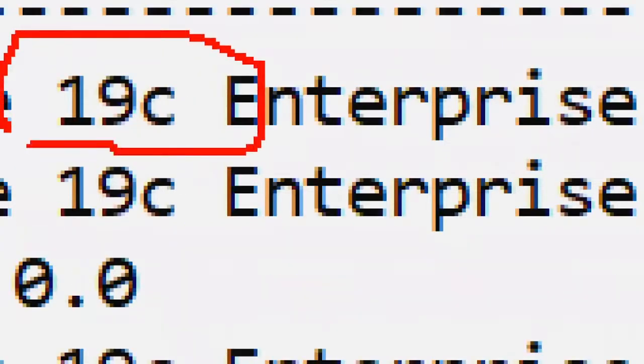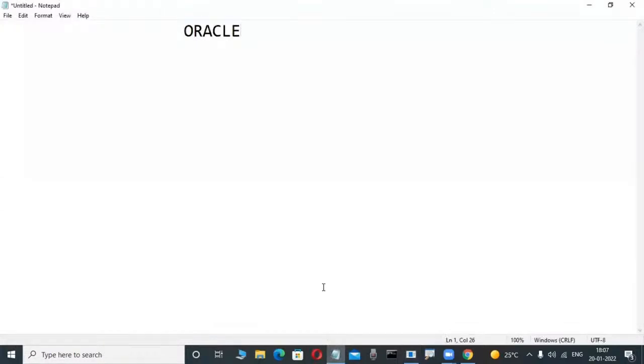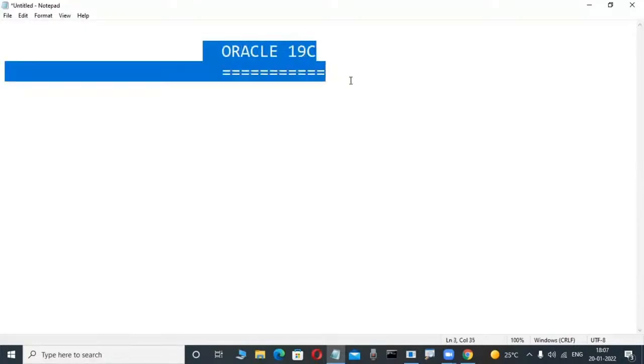C means cloud technology. Cloud computing is there. In olden days, grid computing was there. Now, cloud. What is cloud and all these things, we will understand. Now, this is Oracle 19c. 19c means cloud technology. Observe it here. This is the latest version we are learning in our class.